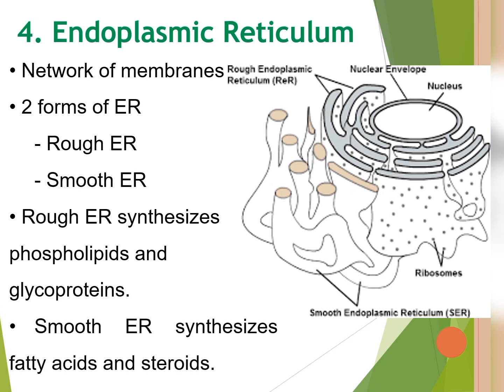Smooth endoplasmic reticulum synthesizes fatty acids and steroids such as estrogens and testosterone. It inactivates or detoxifies drugs and other potentially harmful substances. It removes the phosphate group from glucose 6-phosphate and stores and releases calcium ions that trigger contraction in muscle cells.